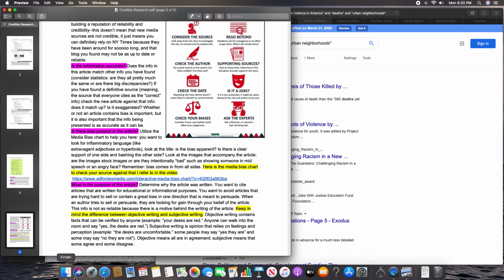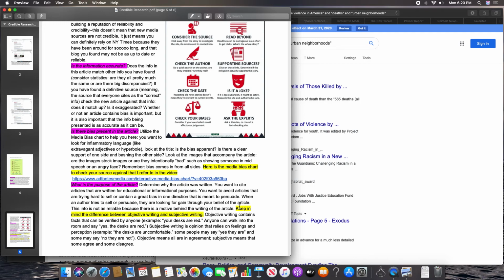What is the purpose of the article? Again, why is the article written? You only want to cite articles that are written for educational or informational purposes. You want to avoid articles that are trying to sell you something or that have great bias swinging in either direction. Keep in mind the difference between objective writing and subjective writing.